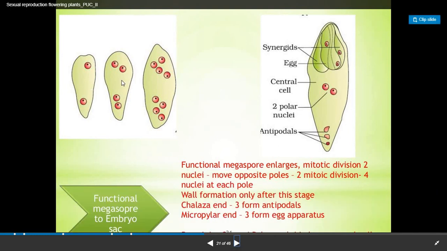This is how it is shown in the figure. First of all, 2 are there, then these 2 undergo division, that is the simple mitotic division. 4 are formed, then 8 are formed. And how these 8 nuclei are arranged is shown in this figure. 3 antipodals, 2 polar nuclei at the central position, 1 egg, and 2 synergid cells at the micropylar end, and this is the chalazal end.